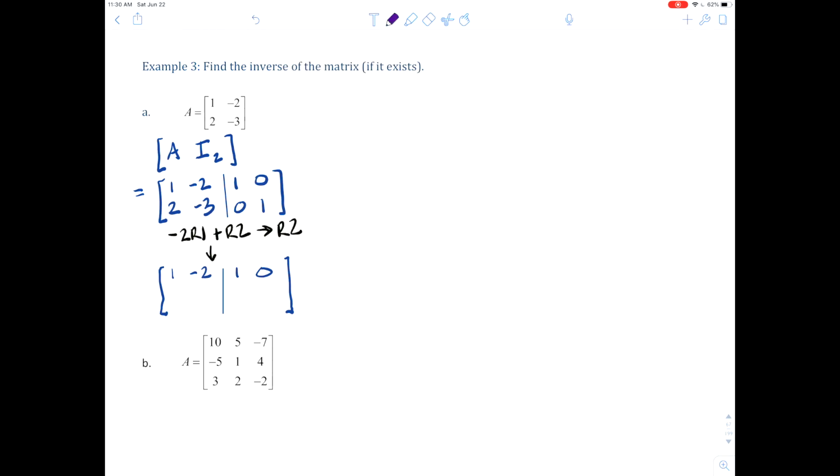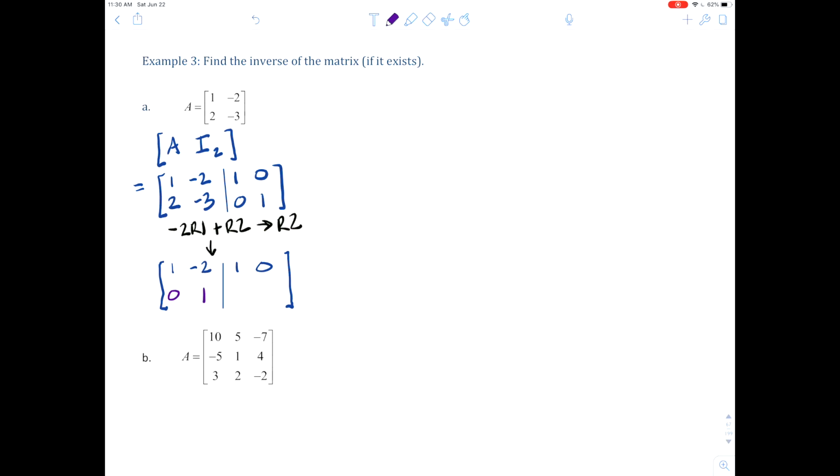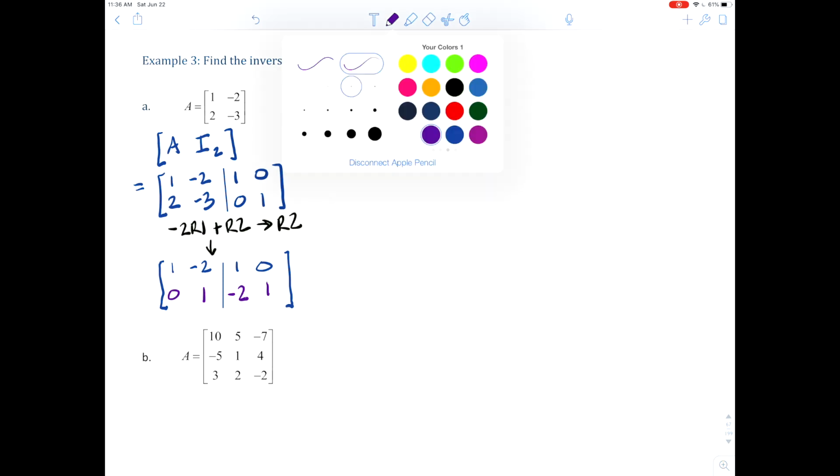So we'd have -2 plus 2 is 0 as planned. Then 4 plus -3 is 1. -2 plus 0 is -2. And then we'll have -2 times 0 is 0 plus 1 is 1. Cool, cool?